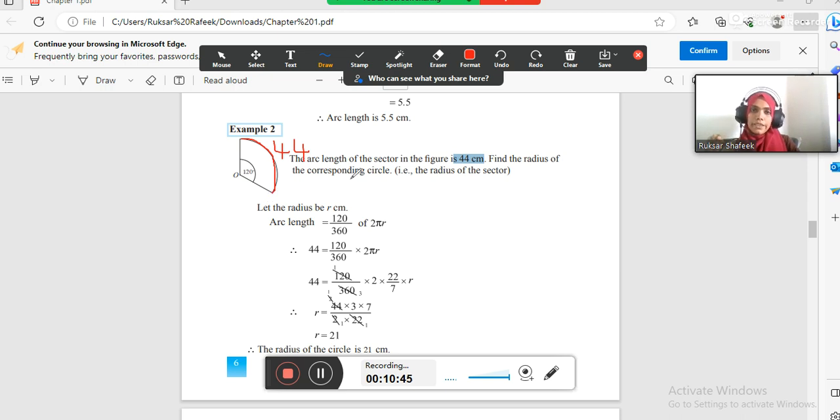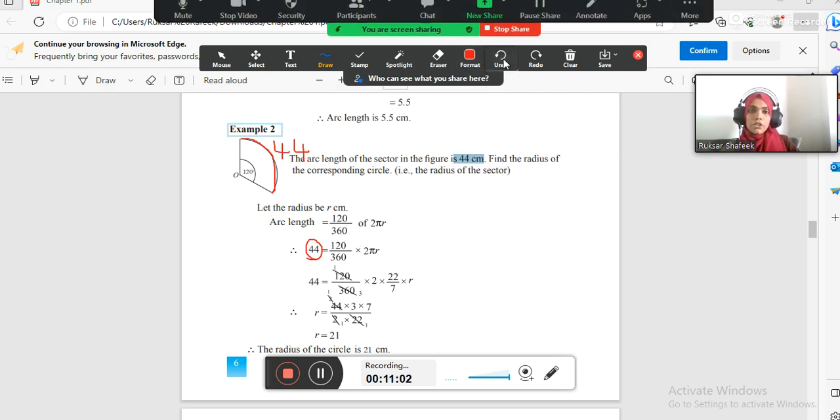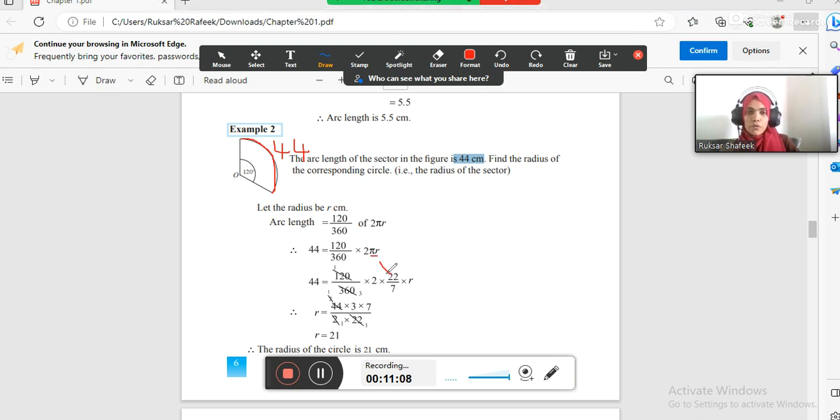So according to our equation, we know that theta over 360 multiplied by 2 pi r gives us 44. So theta is 120, so 120 over 360 multiplied by 2 pi r is equal to 44. So they've equated it first. Now the first thing that we need to see is what are the things that I can simplify here. I replace pi with 22 over 7. I replace the r, but I don't know the r, so I leave it as it is.